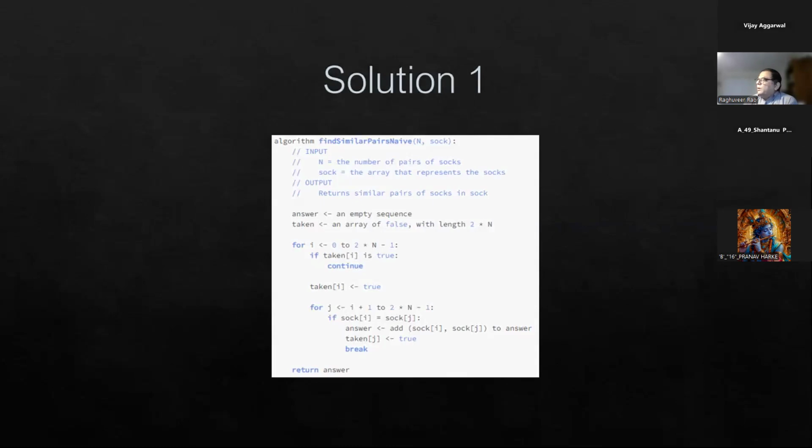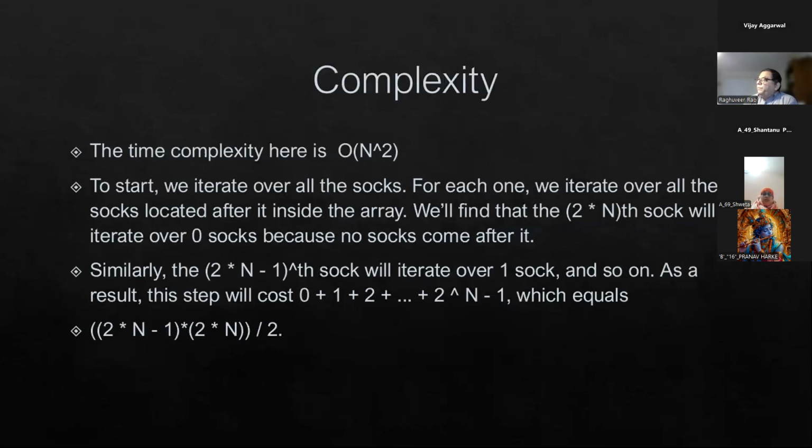So this is the first solution. In this, the time complexity is n squared. If you're familiar with it, in second year or so you have big O notation for the complexity of algorithms. The time complexity here is n squared because you're going through it twice. To start with, we iterate over all the socks. For each one, we iterate over all the socks located after it inside that array, because we are going from i+1. The mathematical part of it is 2n times (2n minus 1) divided by 2, and that gives you the complexity of this particular algorithm, right?